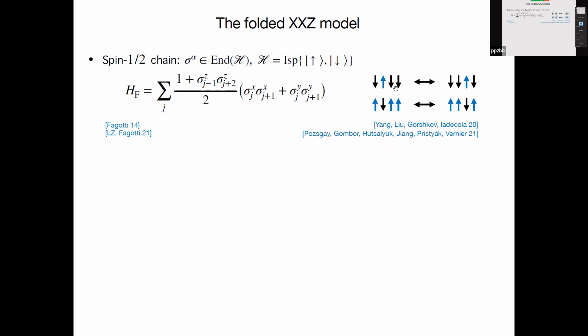If you look at the pictures, they tell us the hopping processes that can occur in this model. I have two spins in the middle which can exchange, provided that the outer two spins are co-aligned. This is essentially a feature of this model, which means that if I have a domain and a single magnon, a single flipped spin, this spin can propagate.